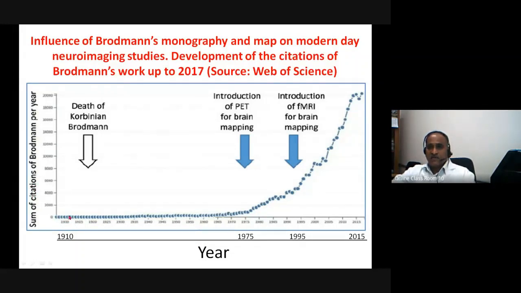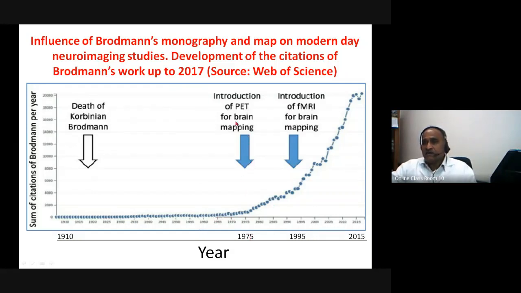The citations were almost practically negligible here, up to the level of the 60s. This is 65, 70, 75. Up to that time there were very flat citations. That means there were very few readers of this book. This source was taken from Web of Science. And later on, what happened?